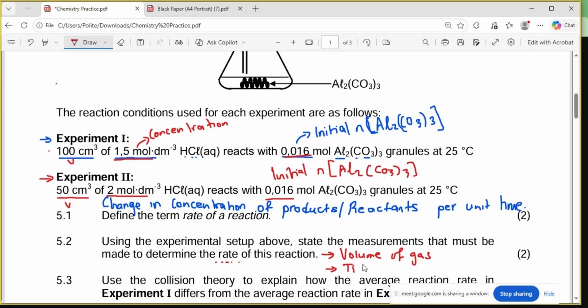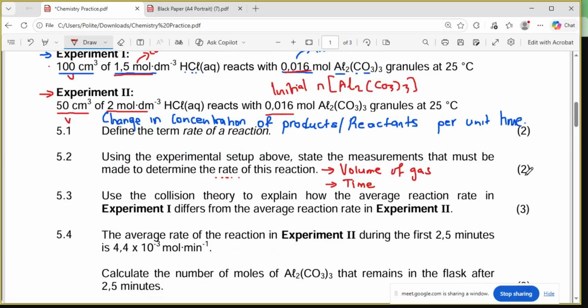How can we say this? The time taken for that aluminum carbonate to be used up in both reactions. We need to know which one will be completed fast. So you can give them the 2 and you'll definitely get that 2 marks. First thing, the volume of the gas, the time it will take that aluminum carbonate to be used up, the time for this one to be used up. That's one thing we can measure.